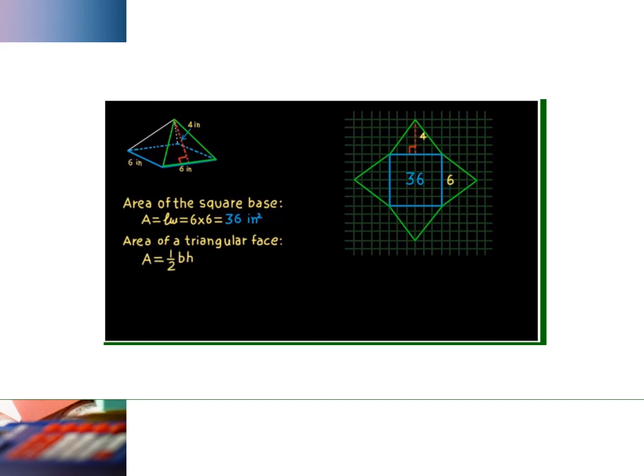Now we're ready to calculate each area. The base is a square. Its area is its length times its width. 6 times 6 equals 36 square inches. Next, we'll find the area of a triangular face. To find the area of a triangle, we use the formula 1/2 times the base times the height. So, we calculate 1/2 of 6 times 4, which means each triangle has an area of 12 square inches. Now all we have to do is add the areas to find the surface area. And we find that the surface area is equal to 84 square inches.